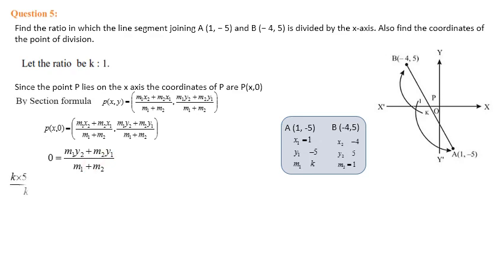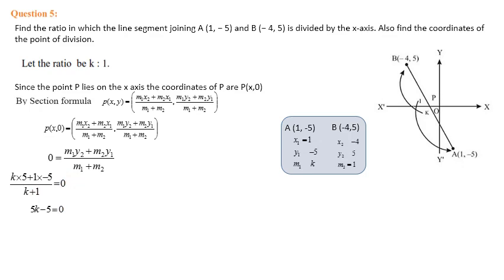Now if we go for the substitution, that is m1y2: m1 is k, y2 is 5, so k into 5, plus m2y1: m2 is 1, y1 is minus 5, so 1 into minus 5, divided by m1 plus m2. m1 is k, m2 is 1, so k plus 1, equal to 0.